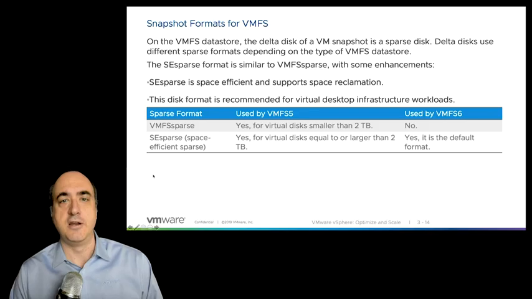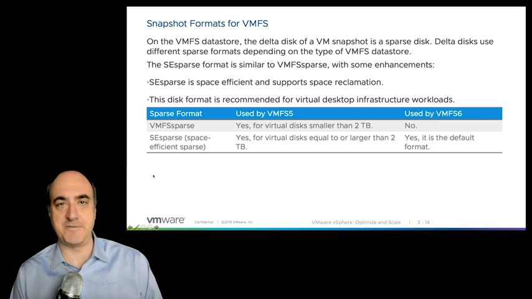Okay, welcome back. Let's finish our topics here in our first lesson as they relate to VMFS and vSphere storage. Up next is the snapshot format for VMFS. VMFS 6 has a new default snapshot format that was only used in VMFS 5 when virtual disks were over 2 terabytes. VMFS 6 actually had the potential of using two different types of snapshot formats.